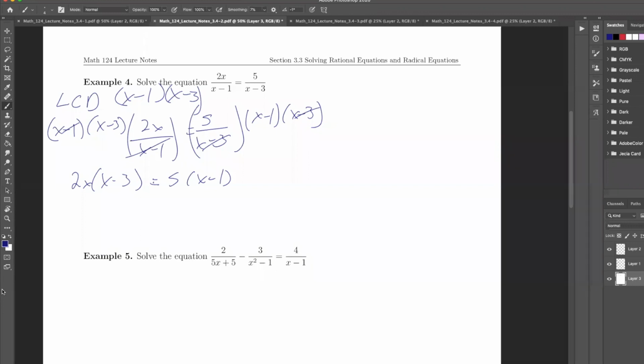Okay, so we got to a stop point. Fair enough. So I'm at this point, but I'm not sure what to do next. So let's get to that point. So we're going to multiply across. We get 2x squared minus 6x equals 5x minus 5. All right, and so if I move this over, you get 2x squared minus 11x plus 5 equal to 0.